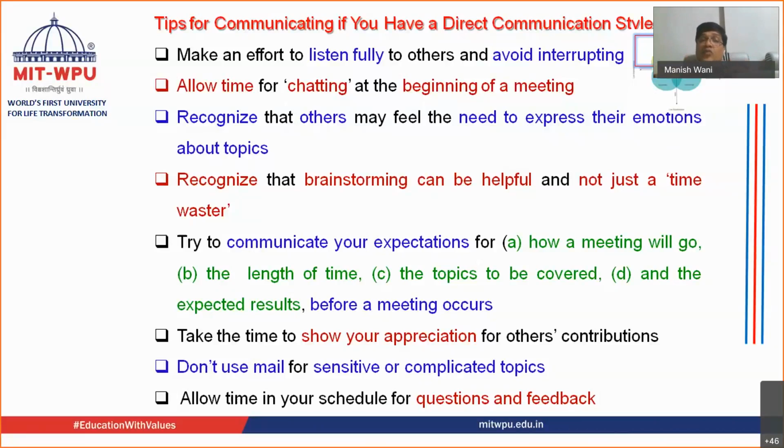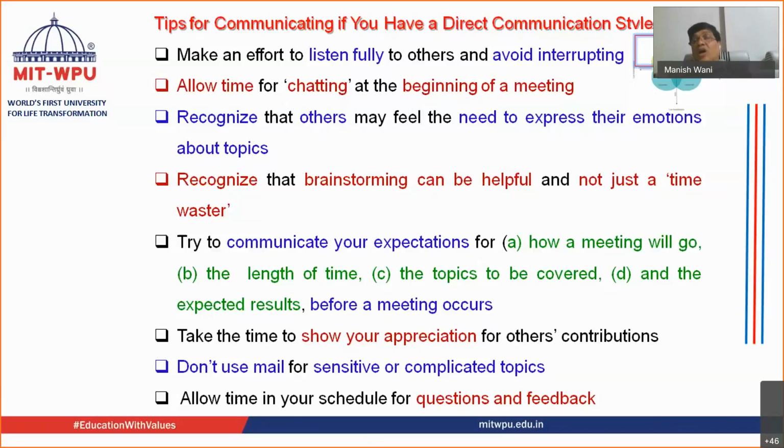Now try to communicate your expectation, okay? Like how a meeting is going to go, for how much time the meeting is going to go, which are the topics that are to be covered, what are the results that are expected from a meeting before the meeting starts, so that people are also getting involved into the meeting, okay? And if you tell your expectations, people will listen to that meeting in that aspect, okay?